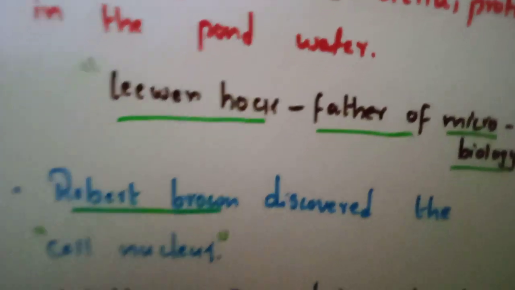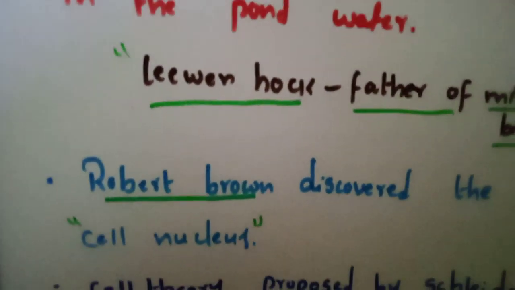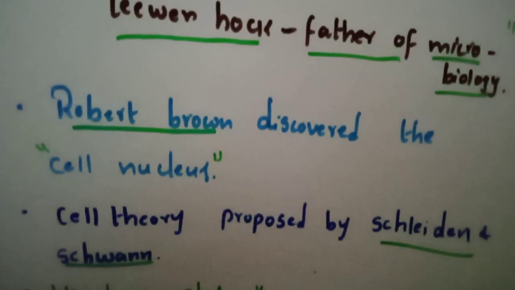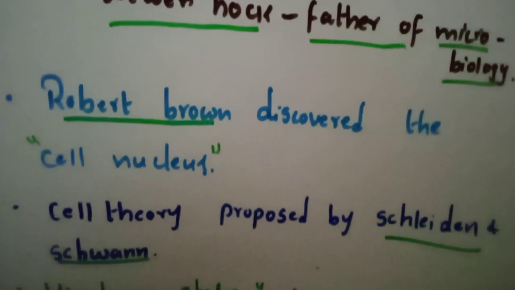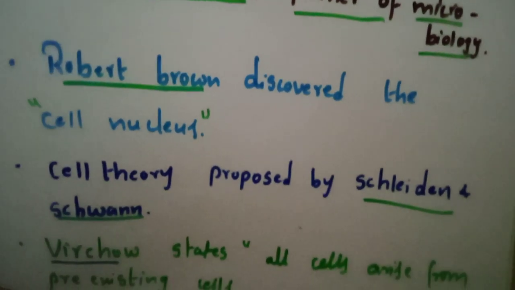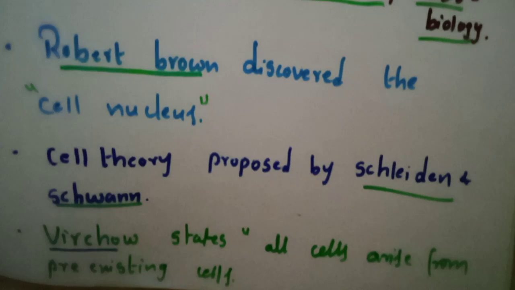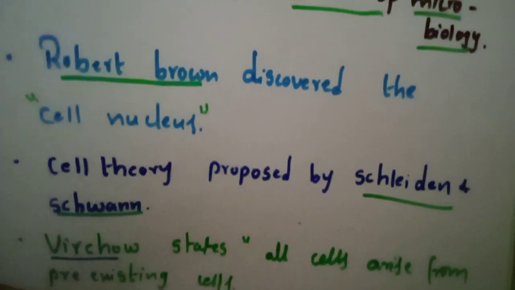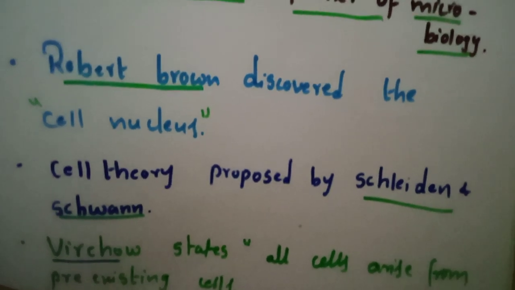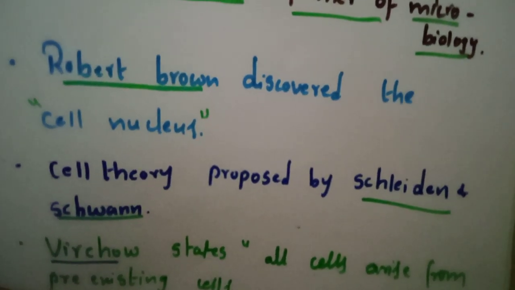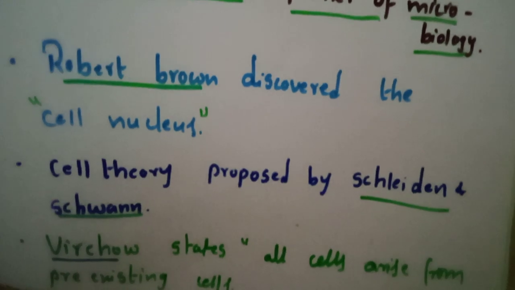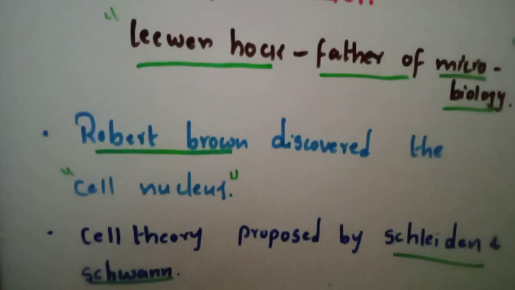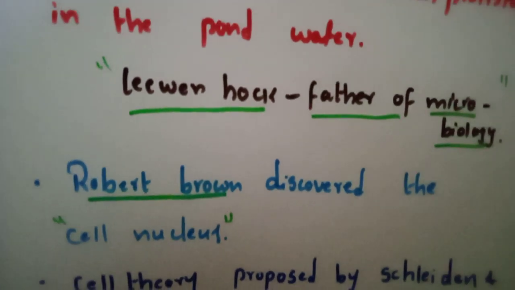In the cell, the nucleus is present and it consists of genetic information. Cell theory was proposed by Schleiden and Schwann. Virchow states that all cells arise from pre-existing cells. That means the cells present in our body arise from the pre-existing cells in the body. These are some short notes about the fundamental unit of life.